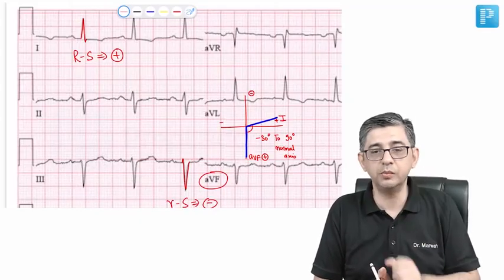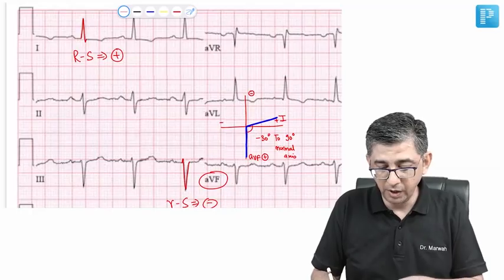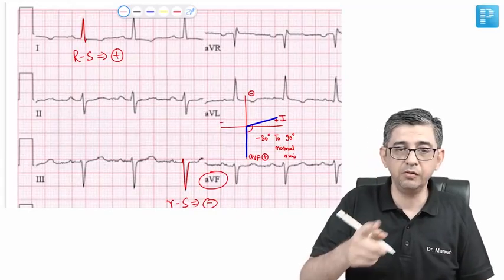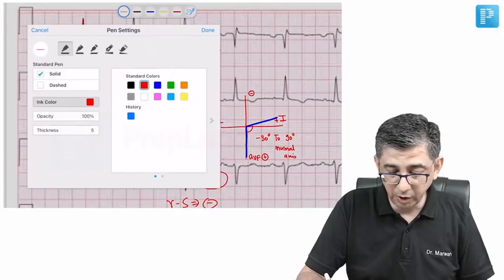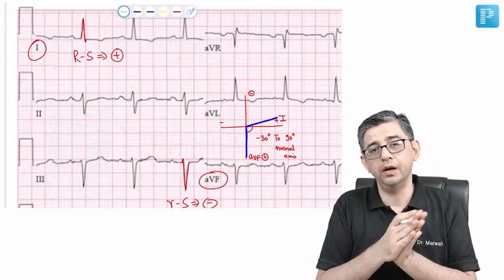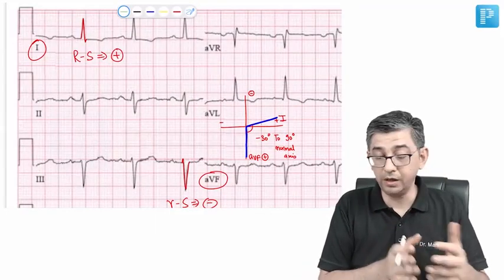And R is hardly one small square. So the final output, R minus S, is negative for AVF, and for lead number 1 it is positive. Now let's just plot this, and this plotting would be done like we do in class 10th in vector analysis.